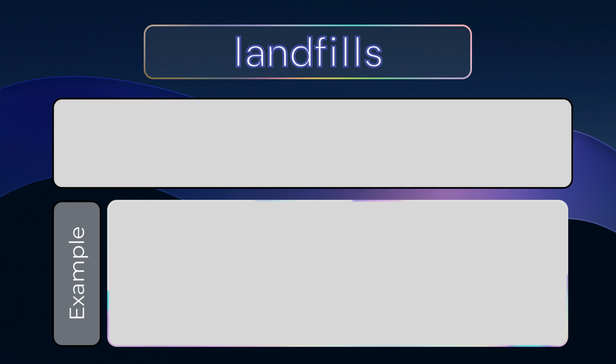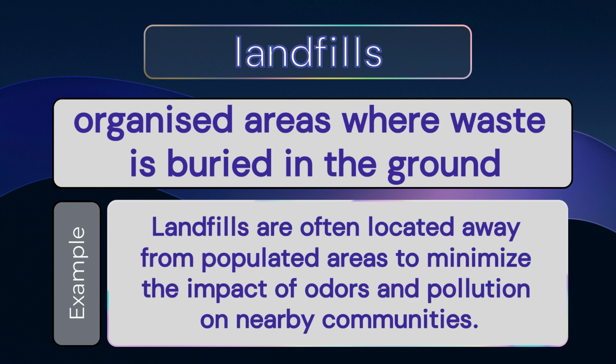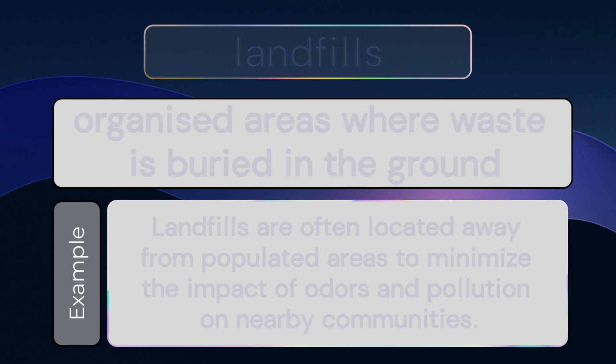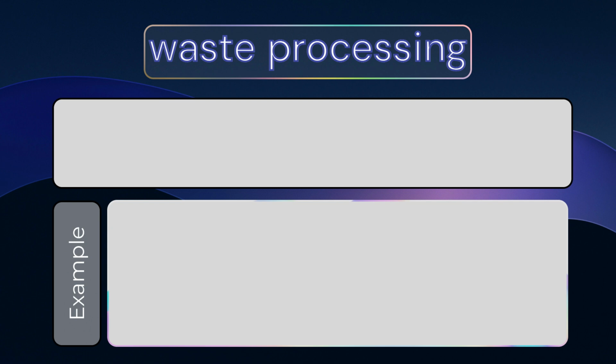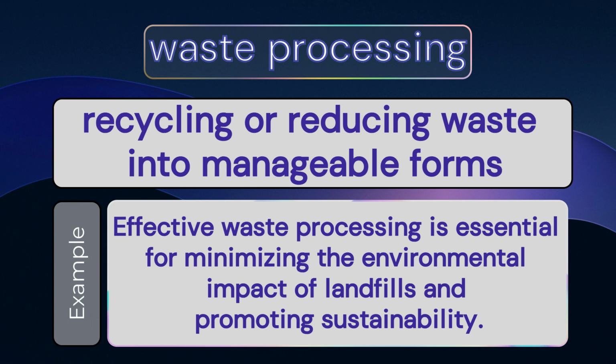Landfills. Organized areas where waste is buried in the ground. Example: landfills are often located away from populated areas to minimize the impact of odors and pollution on nearby communities. Waste processing. Recycling, or reducing waste into manageable forms. Example: effective waste processing is essential for minimizing the environmental impact of landfills and promoting sustainability.